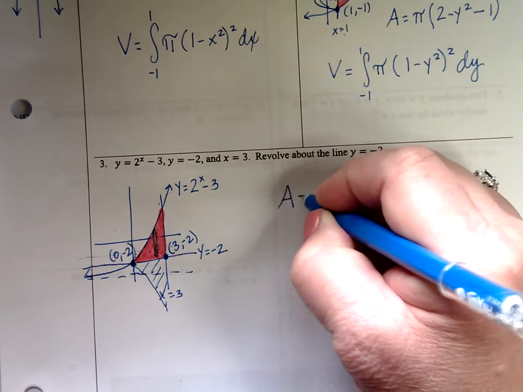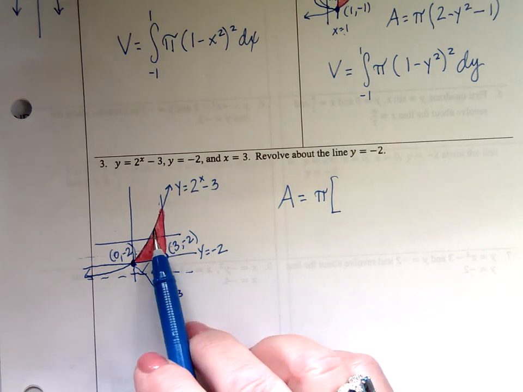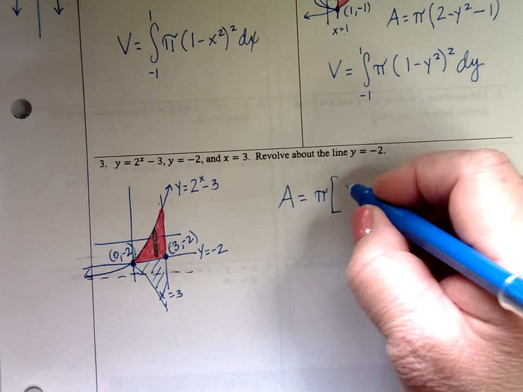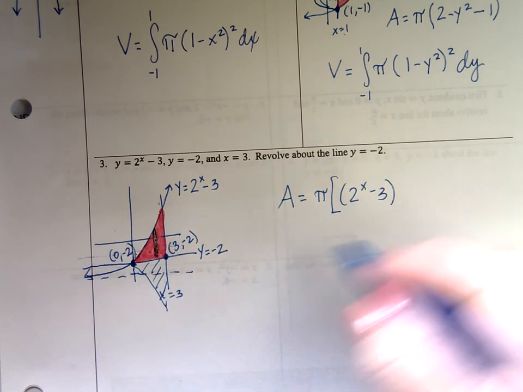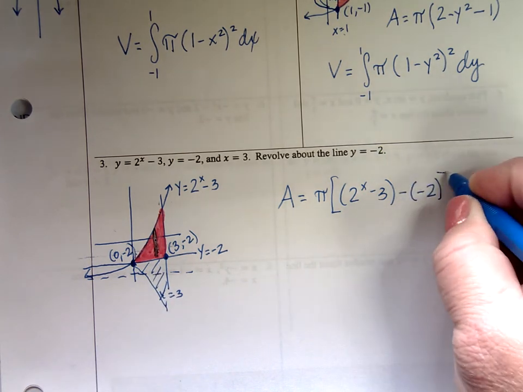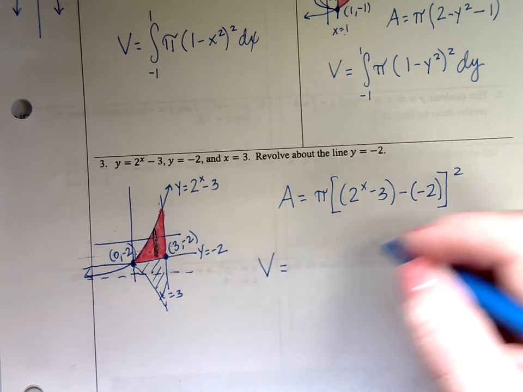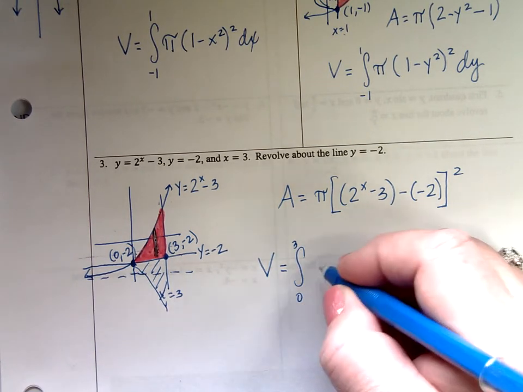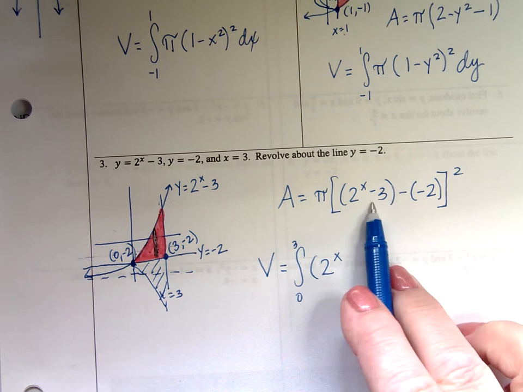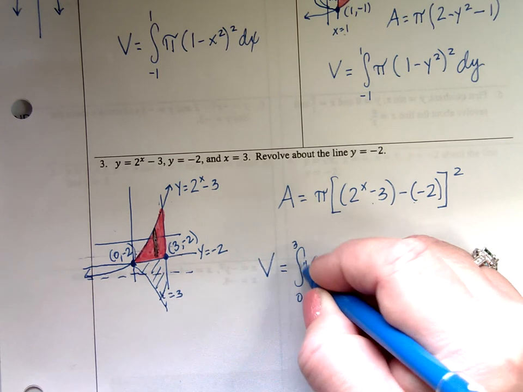My area is going to be pi r squared. What's r? Top of my representative rectangle hits the exponential function, so it's going to be 2 to the x minus 3. The bottom of my representative rectangle hits -2, so minus a -2. And that's going to be squared. So as I put this together, I'm just going to put it right in the volume. I'll simplify as I get there. It's the integral from 0 to 3, my x values of my bounds. And my function is 2 to the x minus 3 plus 2, which is 2 to the x minus 1, quantity squared. What did I forget? I forgot Mr. Pi. There it is.